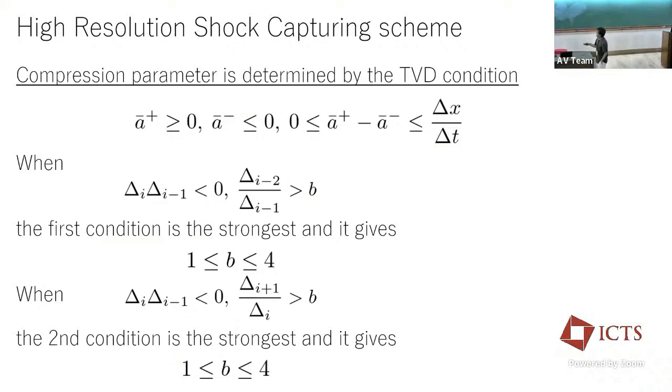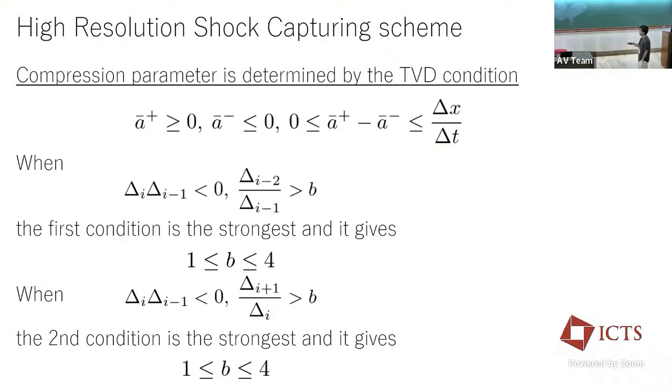On the other hand, if delta i minus 1 is negative and delta i plus 1 over delta i is positive, the second condition here is the strongest one to constrain B, and it gives B should be between 1 and 4.